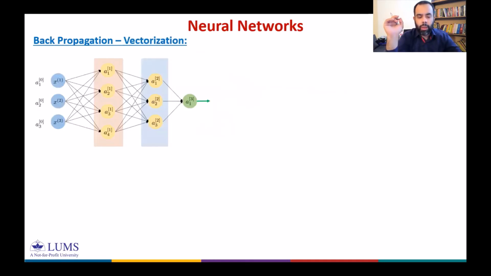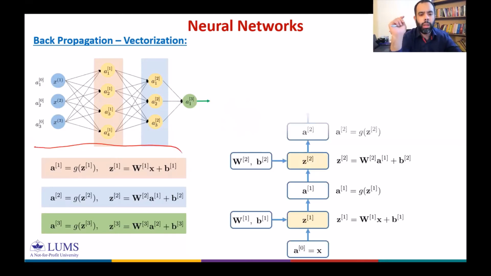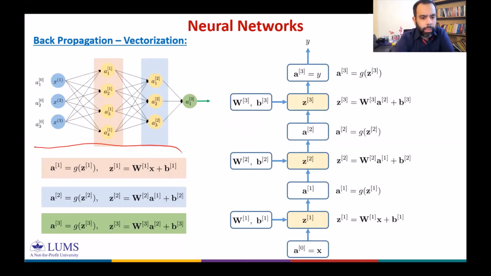Okay, for this neural network, I will start with an example. For this neural network, we have these forward pass equations. So let me represent these equations and this neural network in an alternative form, just for visualization. So I can have this representation of my forward pass equations. So let me explain.